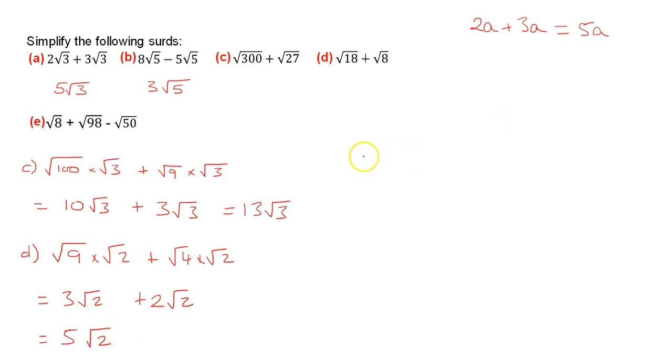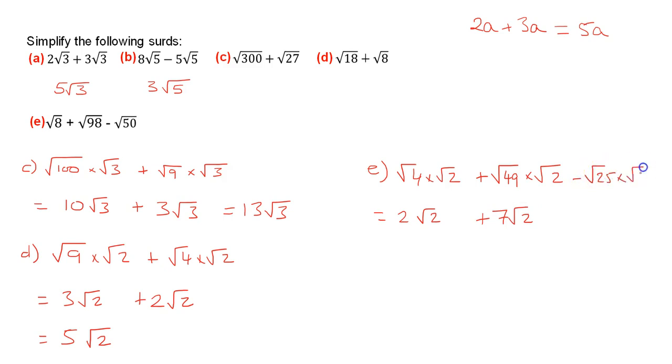Finally, for E, now we're going to use what we already know. So root 8 is root 4 times root 2, so 2 root 2. Now they're all going to have to involve root 2, otherwise it won't simplify. So root 98 must be 49 times 2, which is 7 root 2, and then root 50 must be 25 times 2, so we're going to be subtracting 5 root 2. Now 2 plus 7 is 9, take away the 5 is 4, so we're left with 4 root 2.